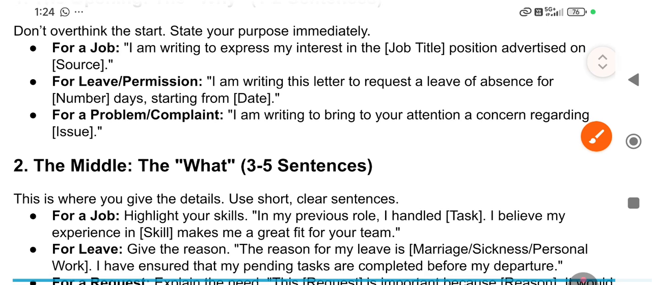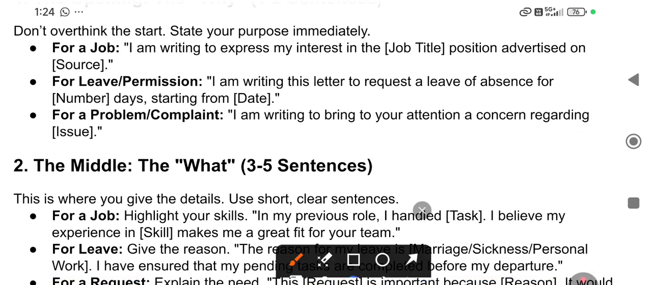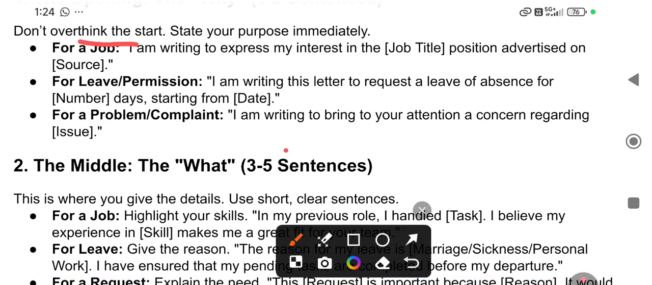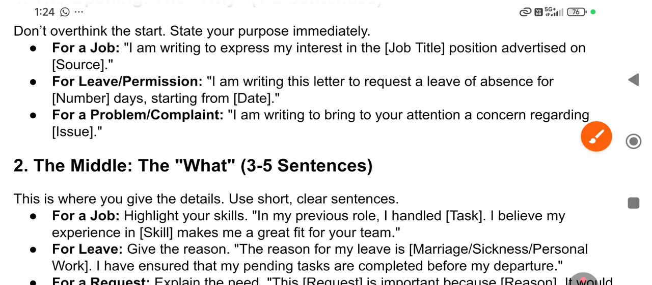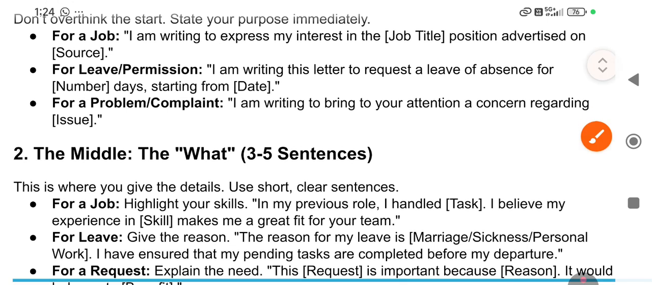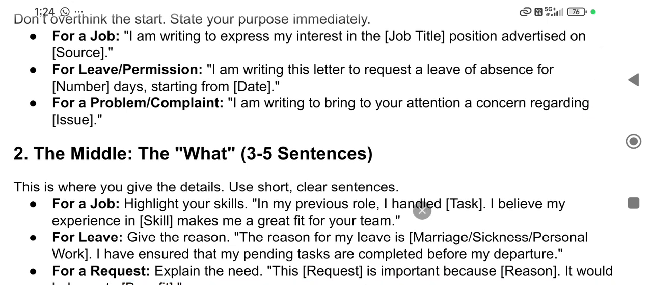So that is important. That is why they are suggesting the why is just 1, 2 sentences. So don't overthink the start. Just start, right? And then state your purpose immediately. So first, why are you writing? Your purpose must be very clear. So suppose you're writing a job letter.